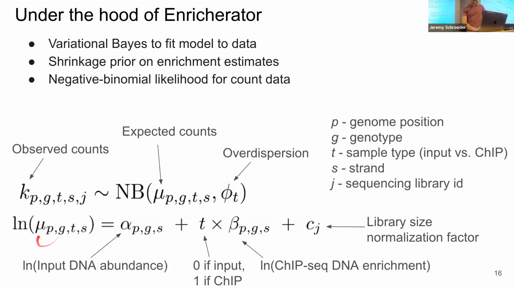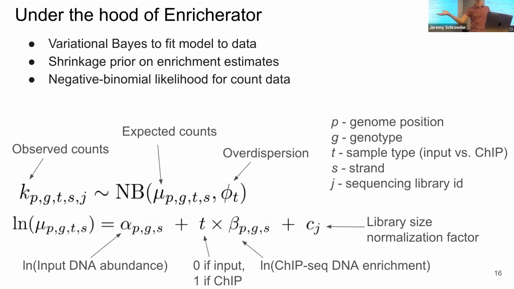All right, so now our expectation here with its log link, since we're working with count data, is expressed in this way, where we have a certain input DNA abundance that we fit. So the model learns the input DNA abundance. And then based on whether we have ChIP-seq data or not, we either consider or not, respectively, beta here. So we learn beta based on the actual ChIP-seq enrichment over what we get in our input DNA. And then here C_j is an offset term to account for library size. It does the library size normalization for us.